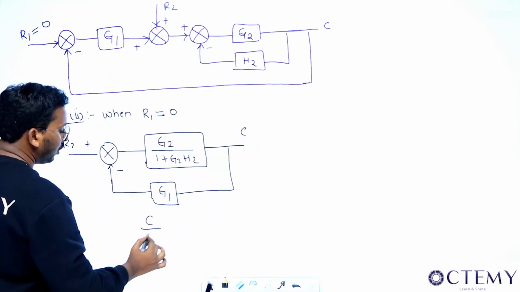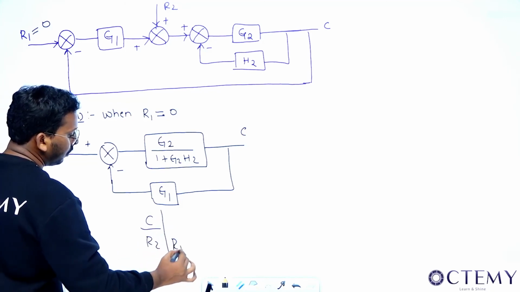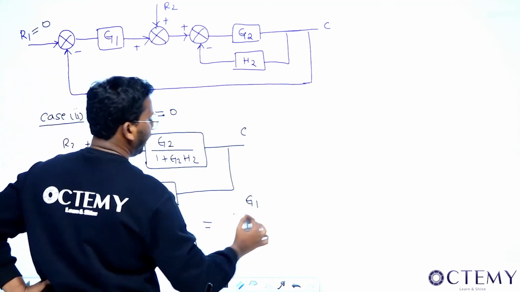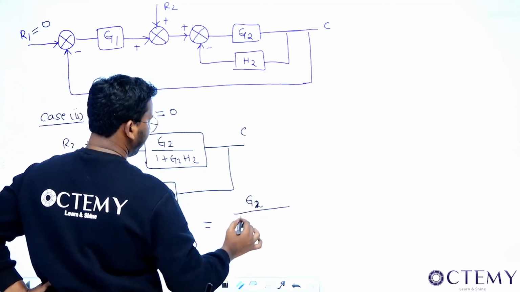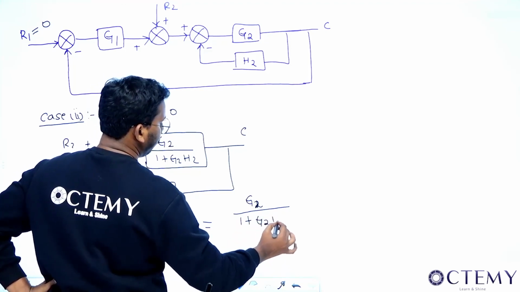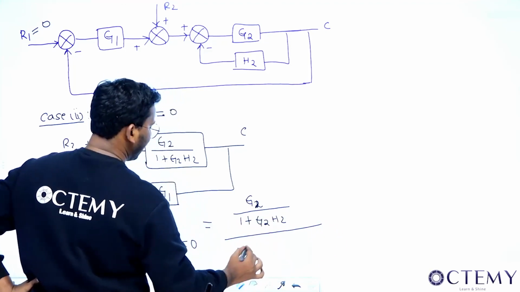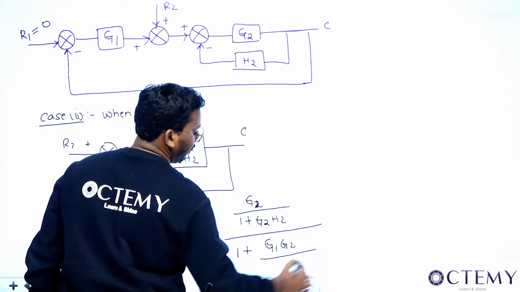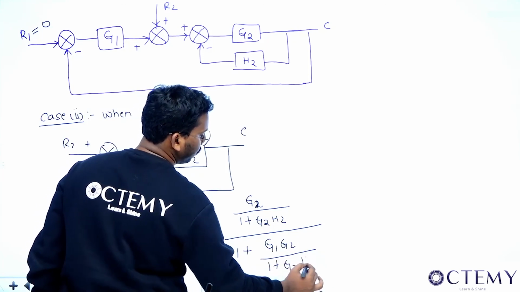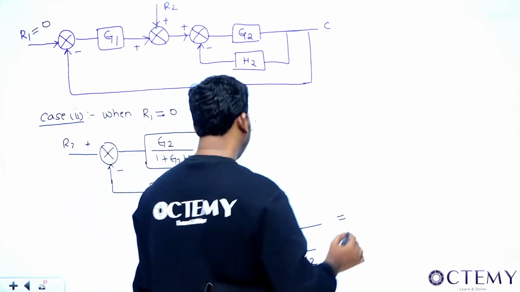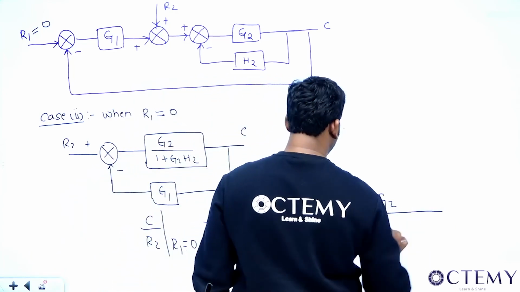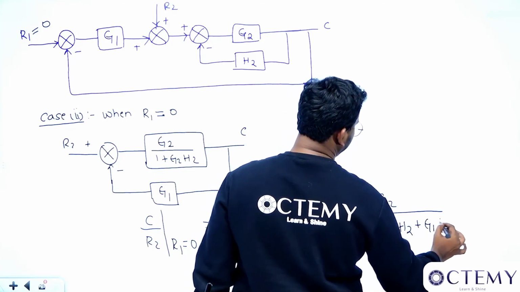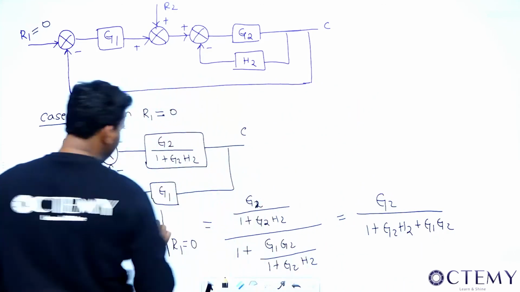If you want to find C by R2 with R1 equal to 0, see, what will that become? That will simply become G2 divided by 1 plus G2H2, divided by 1 plus, because there is a negative sign here, G1 G2 divided by 1 plus G2H2. So if you solve this, you will get G2 divided by 1 plus G2H2 plus G1 G2. This is basically C by R2 at R1 equal to 0.